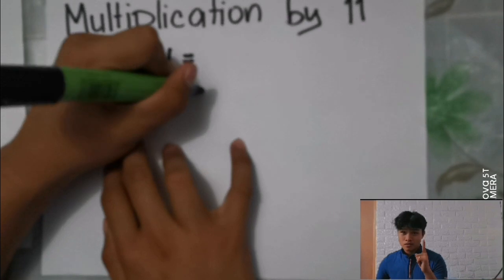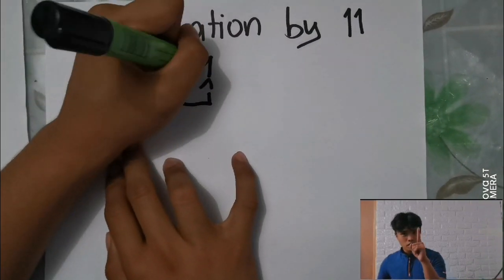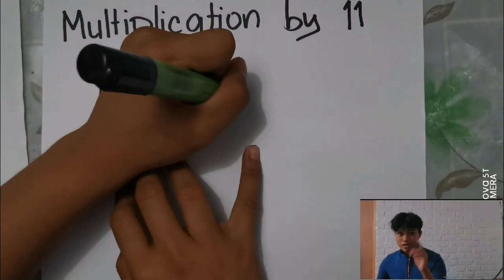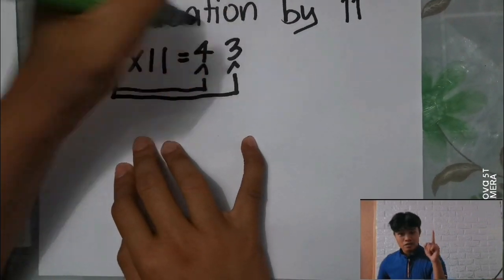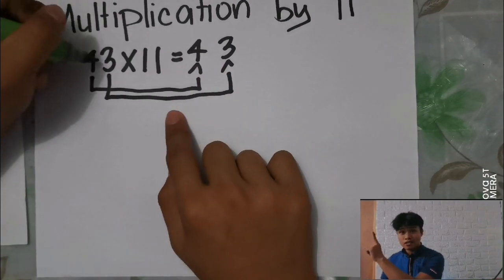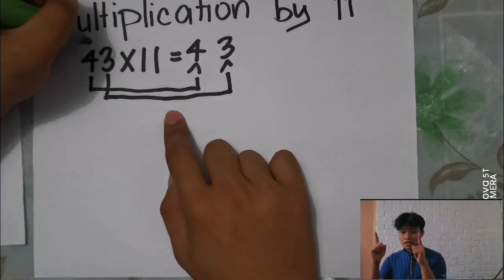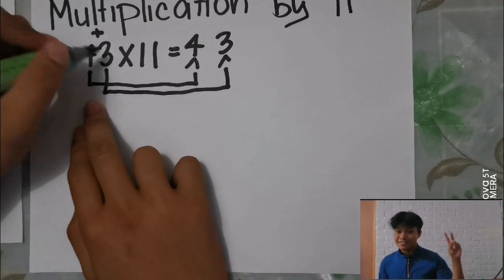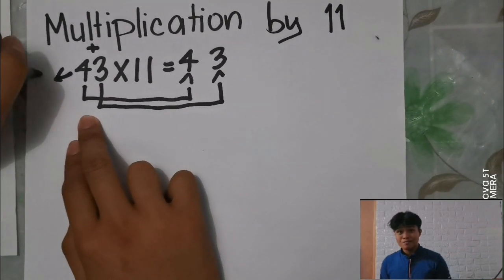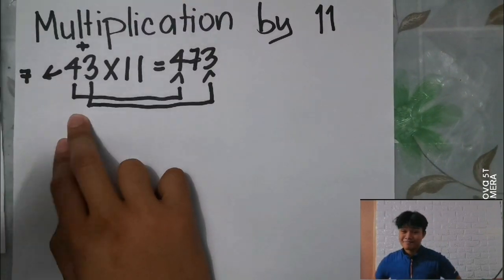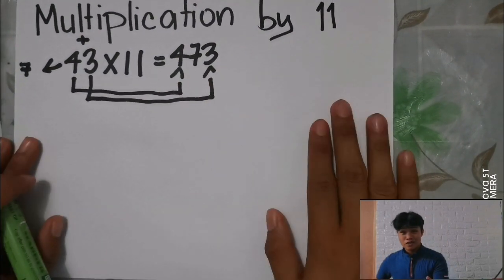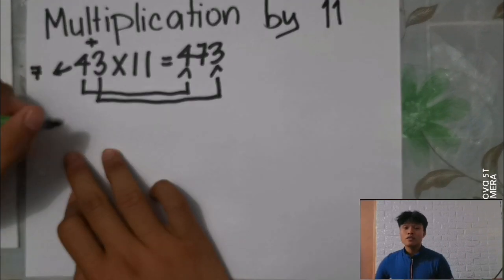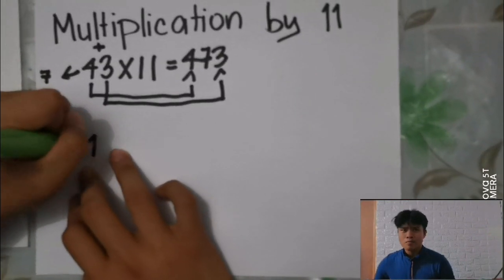First, what you're gonna do is put the first number, 4, in the front. And then the last number of 43, which is 3, put it at the end. And the answer in the middle would be the addition of 4 and 3, which is 7. Pretty easy, right? Try it yourself with the calculator. It is correct.